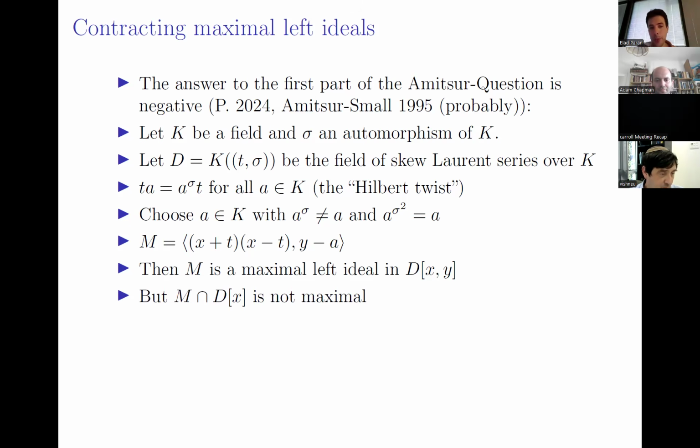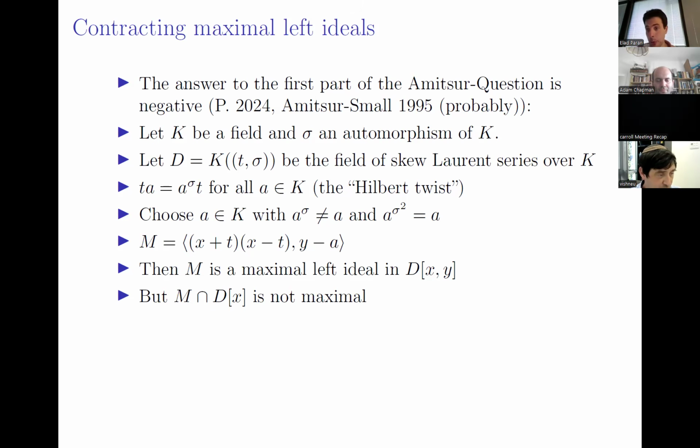But then if you intersect this ideal m with the polynomial ring D[x], you get the ideal generated by x plus t, x minus t, and this time it is not a maximal left ideal because it is properly contained in the ideal generated by x minus t. So that's the counterexample. So the answer is in general negative.